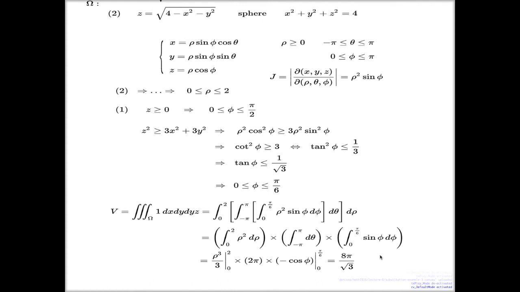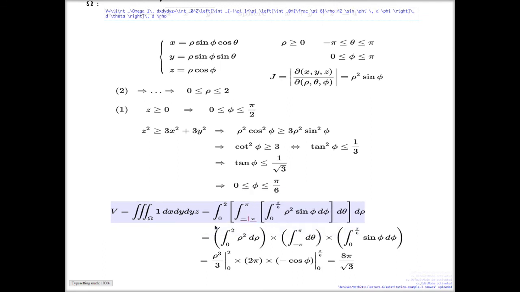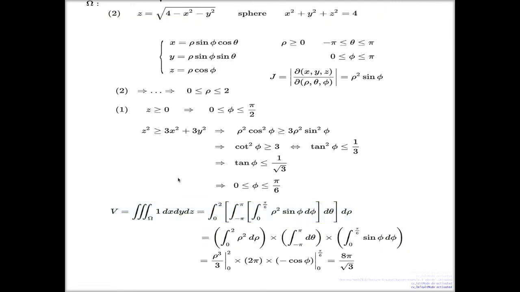Any questions? This type of triple integral dx dy should be... Ah, thank you. This one I can fix quickly. Hopefully. Any other questions?